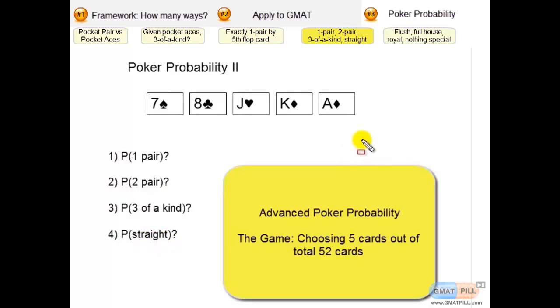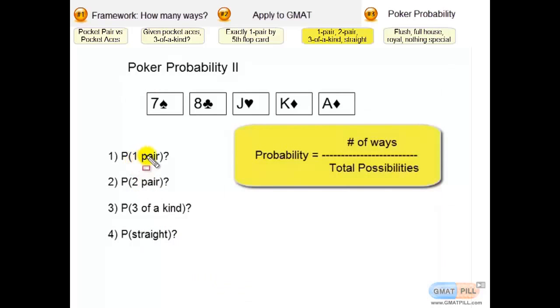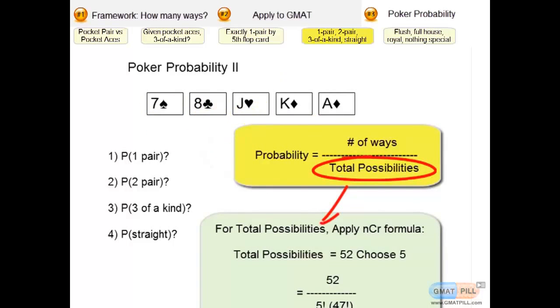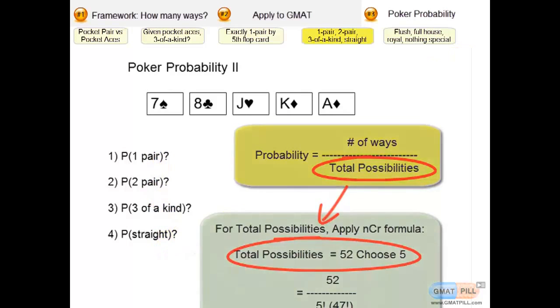And to do this, we're really going to find the total number of ways that you get 1 pair and then divide it by the total number of poker hands possible, which is basically out of 52 cards total, we choose 5. So all of these, we want to find the number of ways to get 1 pair, then divide by 52 choose 5 to get the percentage for the probability that you get 1 pair, 2 pair, 3 of a kind, and then a straight.